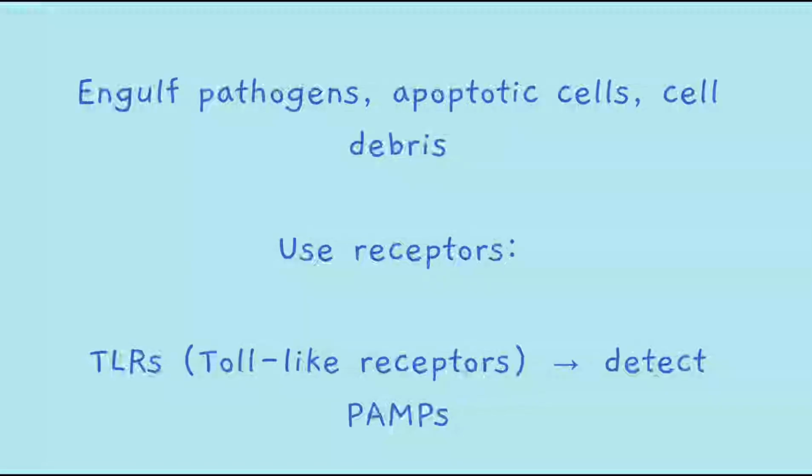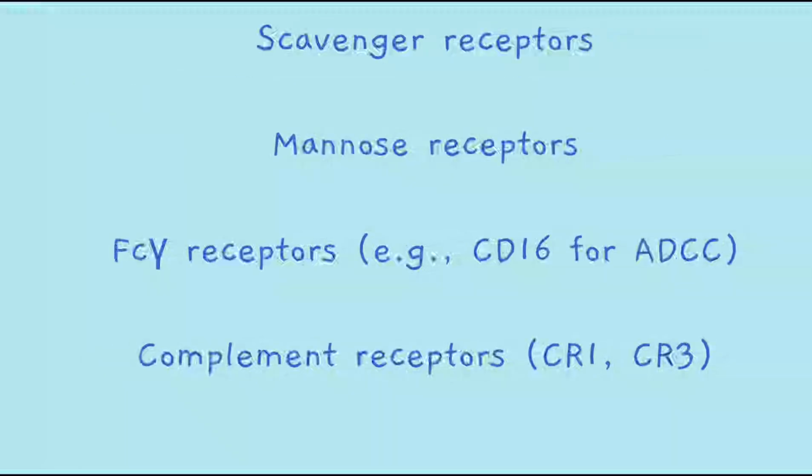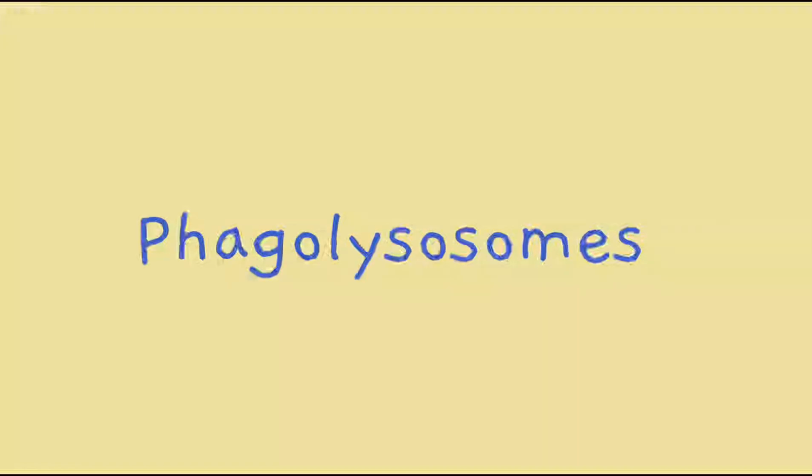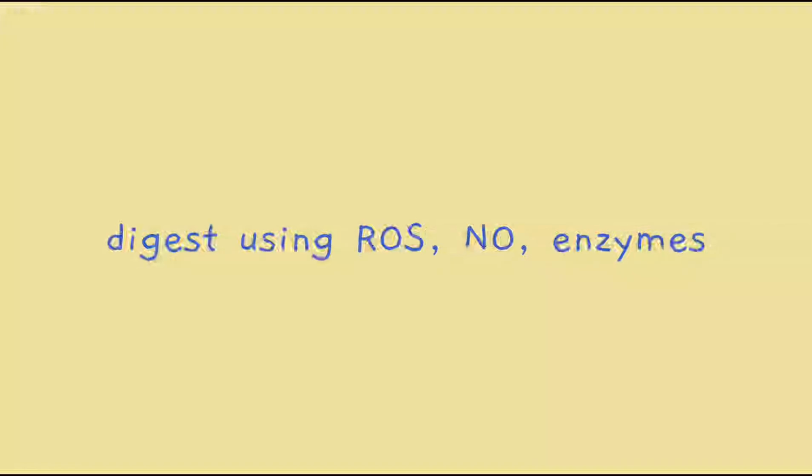So there are various functions. In phagocytosis, toll-like receptors detect PAMPs, and there are scavenger receptors, mannose receptors, Fc gamma receptors like CD16 for ADCC, and complement receptors like CR1 and CR3. Then the phagosome fuses with the lysosome, forming the phagolysosome. After that, the pathogen gets digested using ROS, NO, and enzymes.